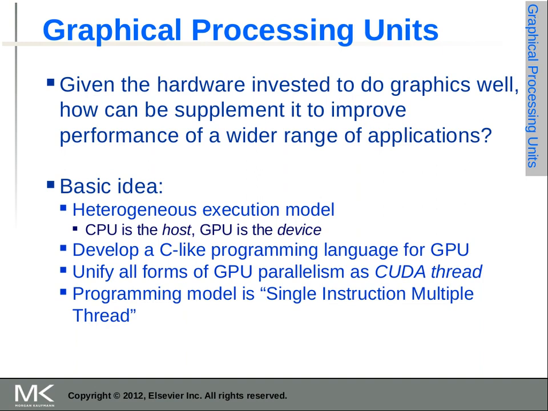All right. Given the hardware investing to do graphics well, how can we supplement to improve performance of a wide range of applications? This is actually pretty cool. Keep in mind that we have a heterogeneous execution model. The CPU is the host, the GPU is the device. The GPU, from everything I've read so far, does not run any standard operating system. So you can't just drop Linux on the GPU. So Linux, your OS, has to run on the CPU, but that doesn't mean it can't take advantage of the GPU's architecture in order to accelerate certain routines.